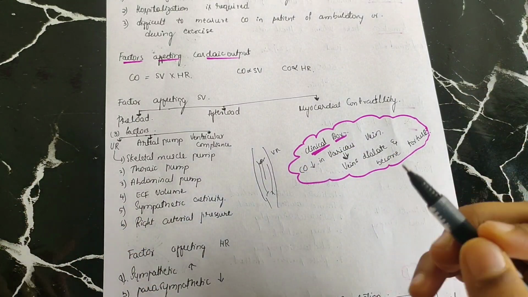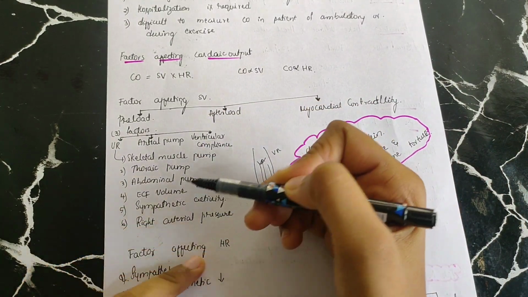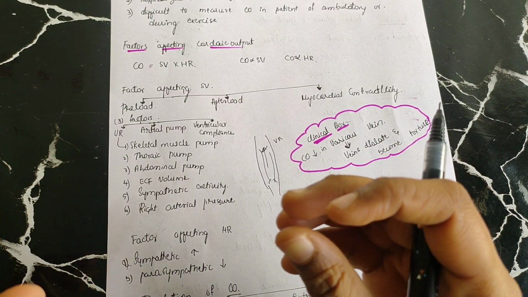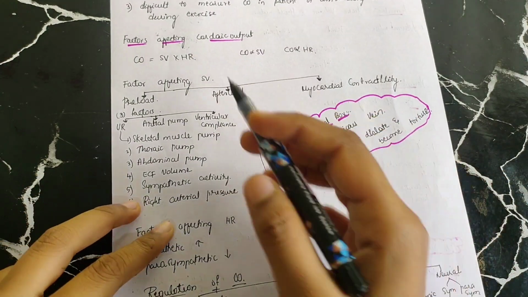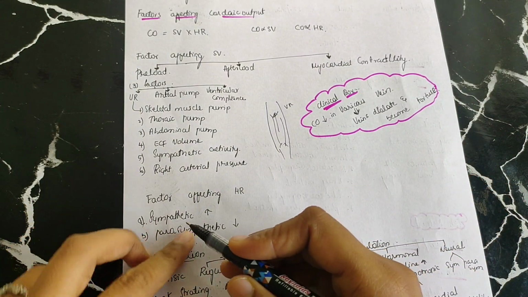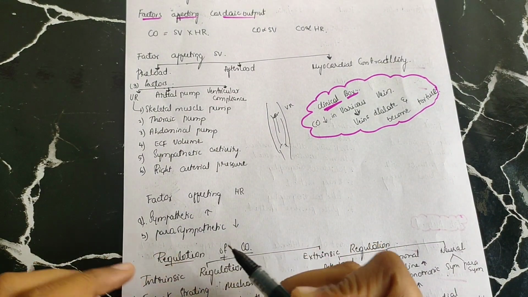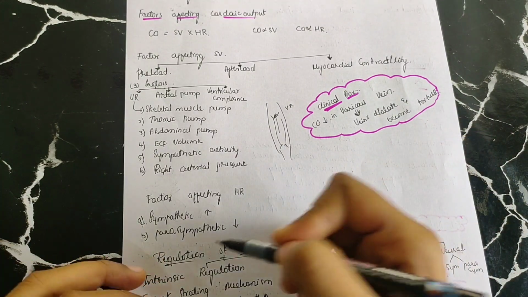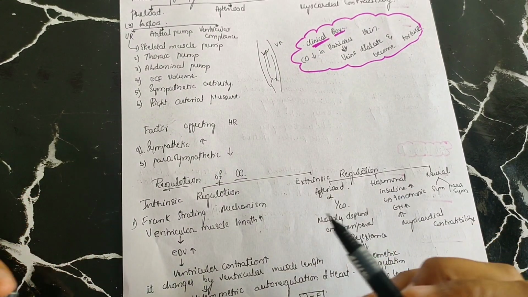And then sympathetic activity: during sympathetic activity, heart rate increases, so cardiac output also increases. It also depends upon the right atrial pressure. If the pressure in the right atrium is more, ventricular filling will be facilitated, so it increases the cardiac output. Factors affecting the heart rate also influence the cardiac output. In sympathetic activity, heart rate is more, so cardiac output will be more. In parasympathetic activity, that is vagal activity, heart rate will be less, so the cardiac output will be less.